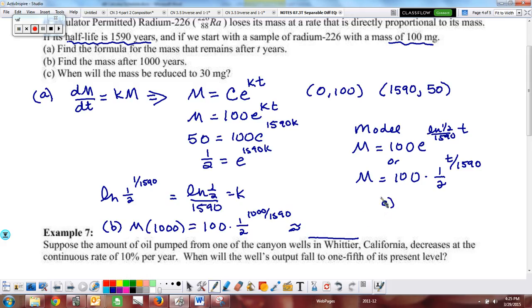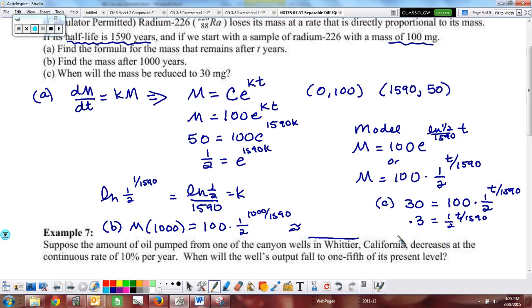Let's do C over here. When will the mass be reduced to 30? So we put 30 in for the mass, set it equal to, and again, I don't care which one you use. I'm going to continue with the 1/2 one. 100 times 1/2 to the t over 1590. Divide by 100, so that's going to give me 30 over 100, which is 3/10 or 0.3, equals 1/2 to the t over 1590.